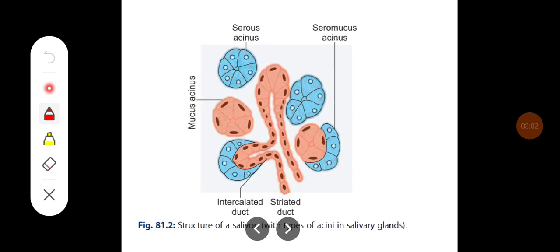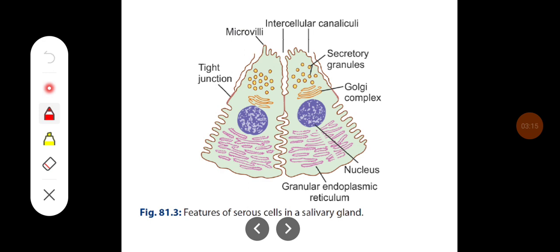This diagram shows different types of cells: mucous acinus, serous acinus and seromucous acinus. This diagram shows the features of serous cells, which have secretory granules, Golgi complex, intercellular canaliculi and microvilli with tight junctions.